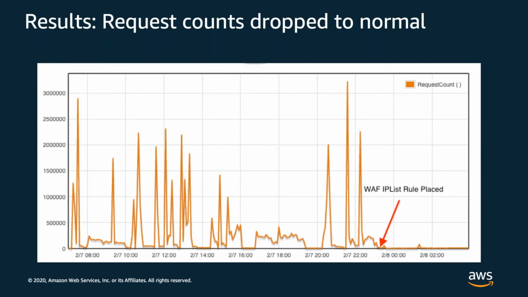Here are some metrics from the specific attack. You can see the spiky nature of the requests on this application load balancer, and then at the very end, it returns to something that looks near zero. Every spike that we see here is actually attack traffic, and that near zero at the end is the customer's production web application traffic that they expect.